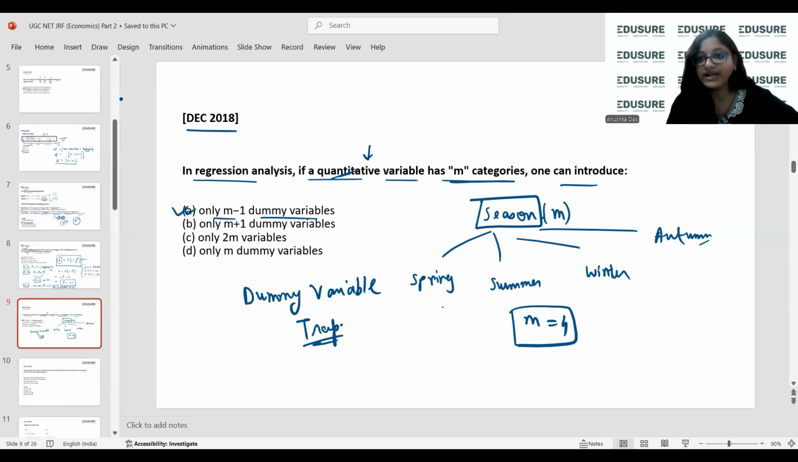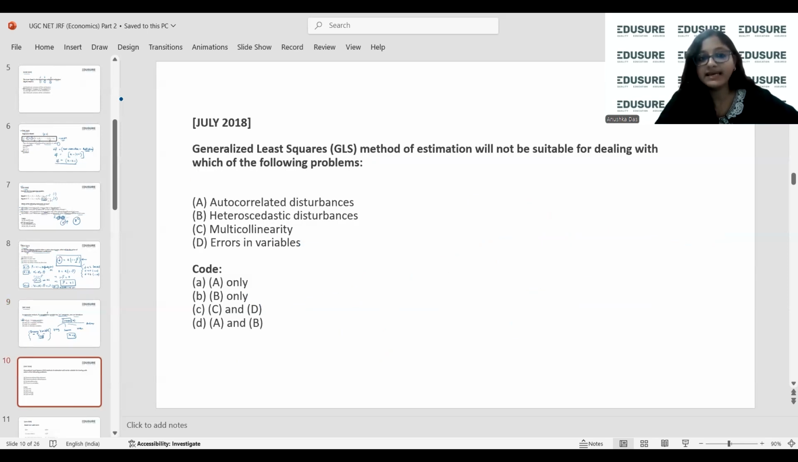In order to avoid that trap, you have to introduce one less dummy. So that is the important question, and A will be the right answer. So read about the dummy variable trap. In order to avoid it, you have to introduce one less dummy than the number of categories in your model. Right? This is done.